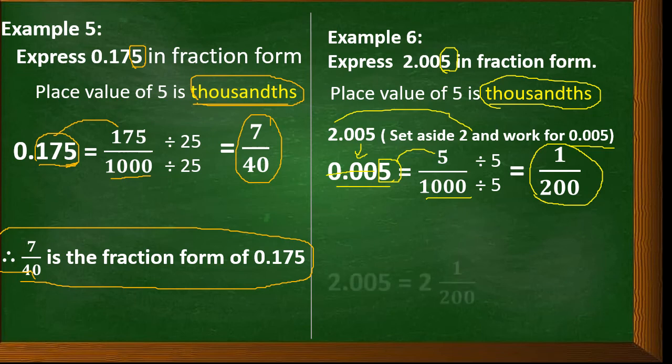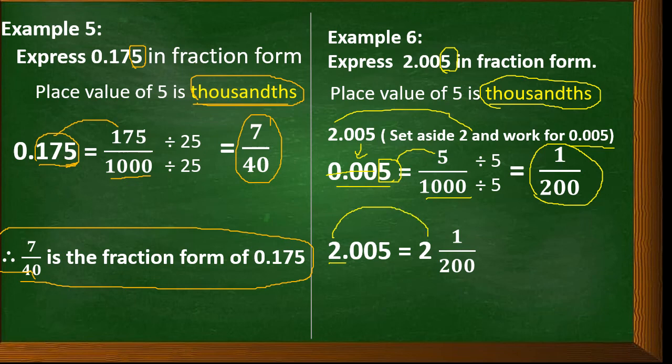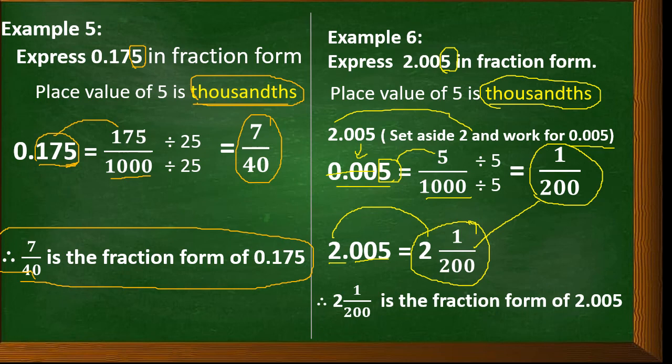Next, we have to bring back the whole number 2. So we write 2 as the whole number part, and the equivalent fraction of 5 over 1000 is 1 over 200, so we write it here. So we have 2 and 1 over 200. Therefore, 2 and 1 over 200 is the fraction form of 2 and 5 thousandths.